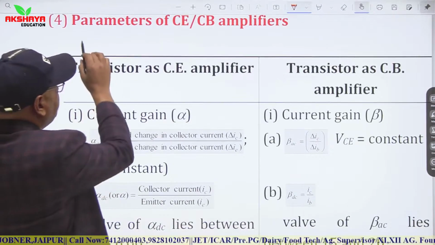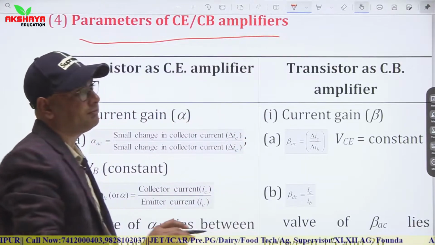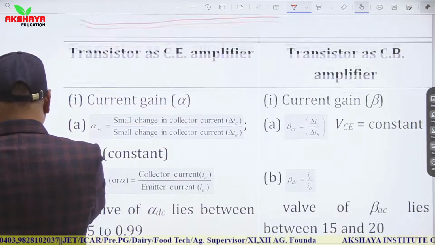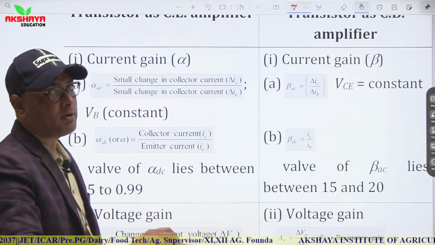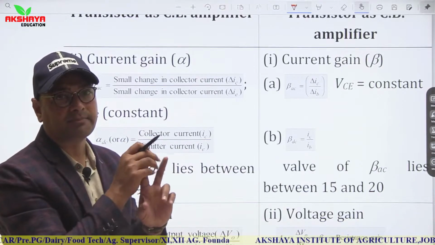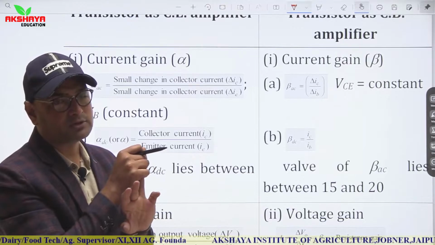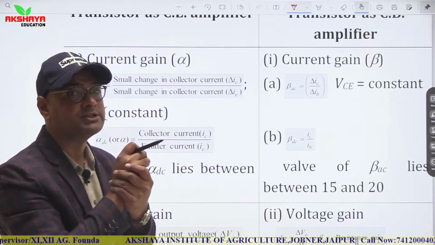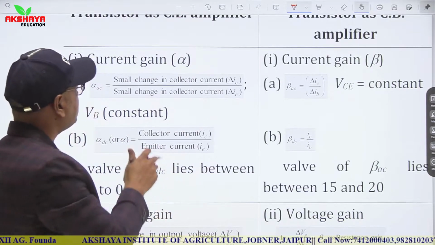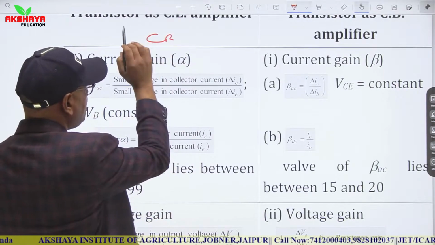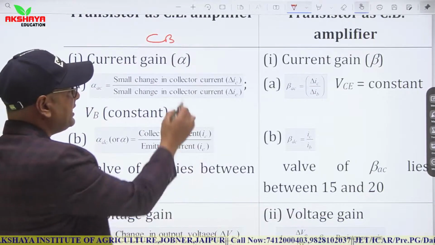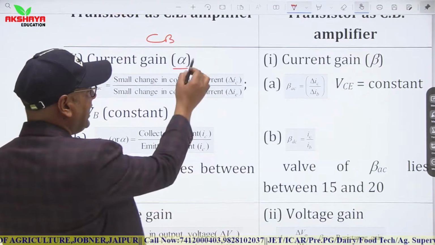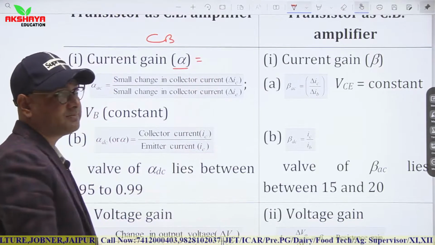Now let us compare parameters of CE and CB configuration in an amplifier circuit. Here we talk about amplification either in current, in voltage or in power. So three types of amplification can be obtained in either circuit, either it is CB or CE configuration. Let us talk about CB. In CB configuration, current gain is represented by alpha.